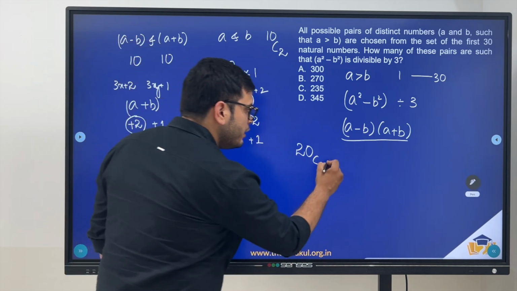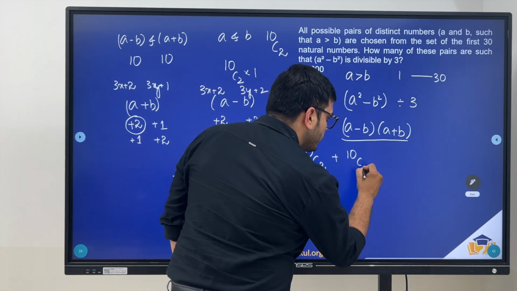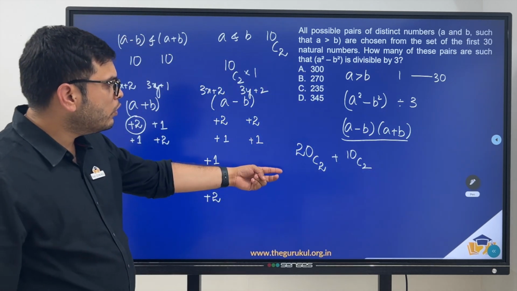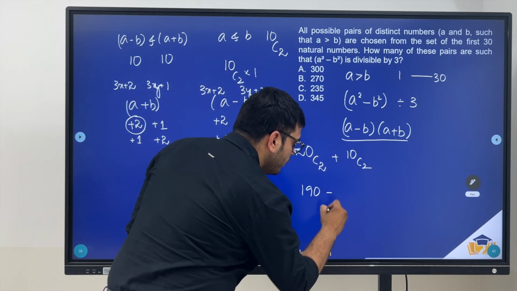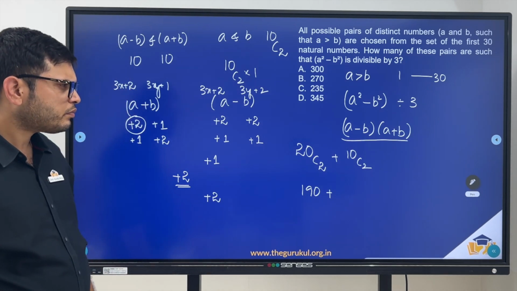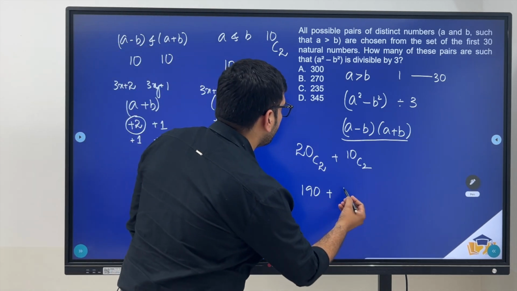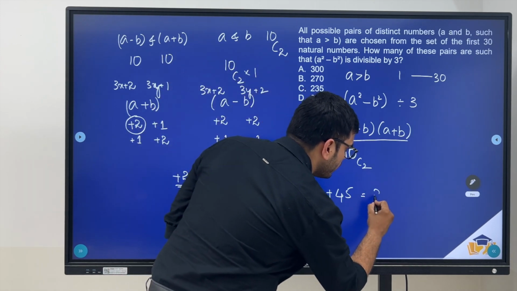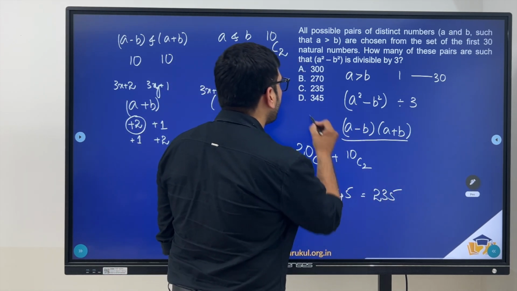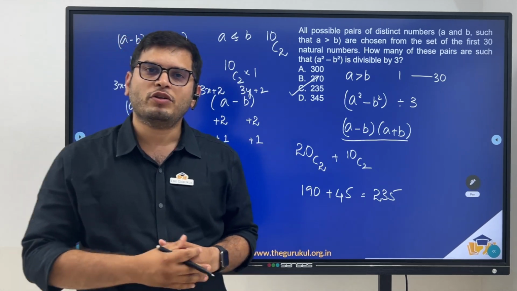So 20C2 plus 10C2. Now what is 20C2? 20 into 19 by 2, 190, plus 10C2, 45. 190 plus 45, 235. Hence option C should be the answer to this question.